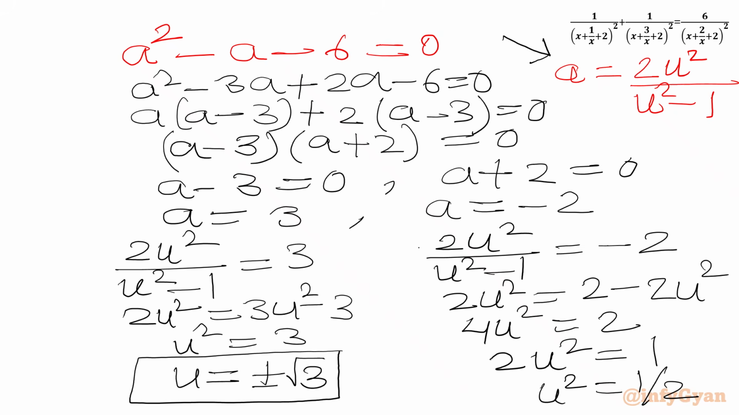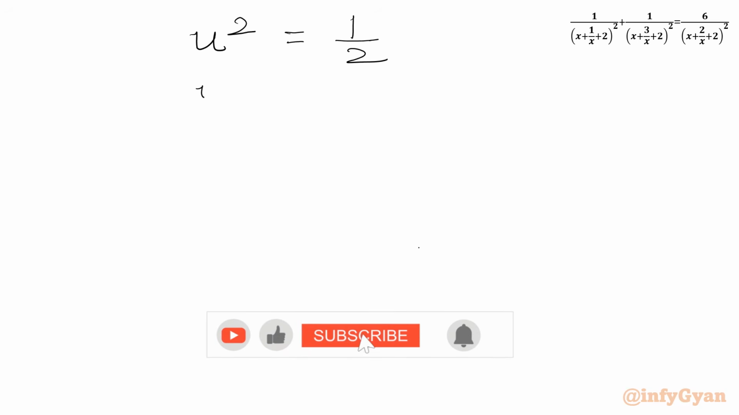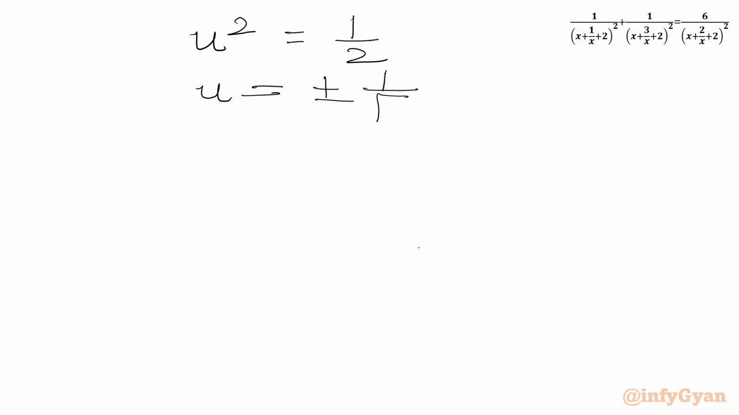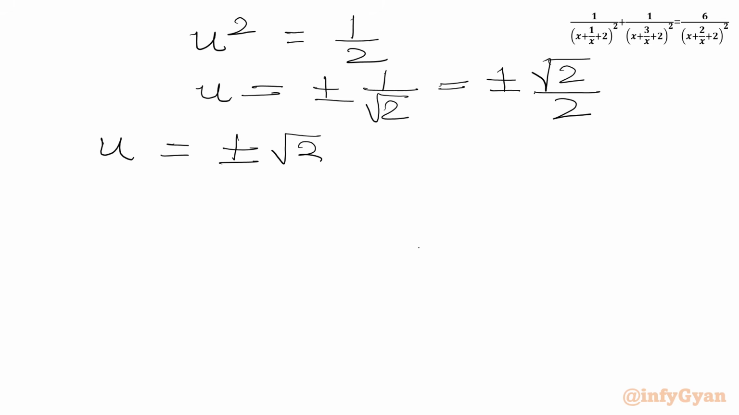Now we'll take square root on both sides. So u square is equal to half, and u will be equal to plus minus 1 over square root 2. After rationalizing our denominator, we will get plus minus square root 2 over 2. So we have 4 u values. I will write plus minus square root 3 and plus minus square root 2 over 2.